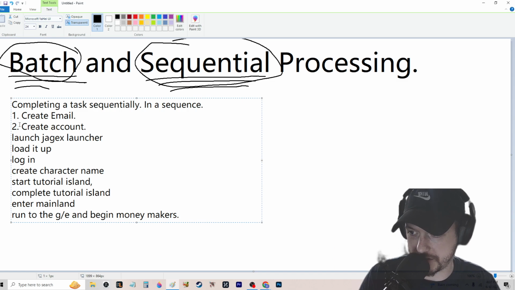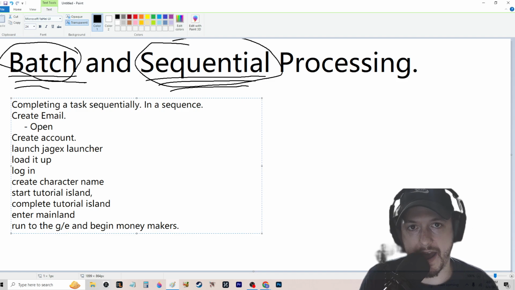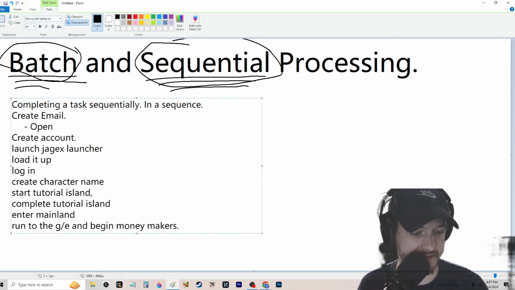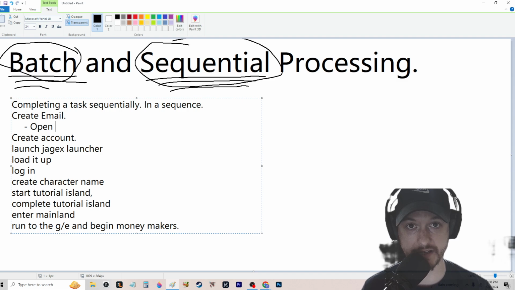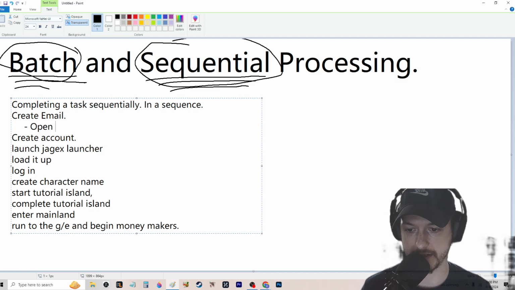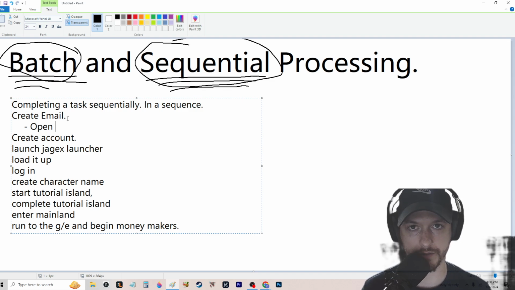And the thing about sequential processing too is each of these steps have their own sequences in them, even creating an email, because then you have to open. I don't know if anybody's ever had this, but my teacher got us one time to get us thinking critically about this. This was first explained to me back in elementary school. They asked me how to make a peanut butter and jelly sandwich, and I said, well, you take bread, peanut butter, and jelly, you put them together. And they're like, well, no, that's not right.